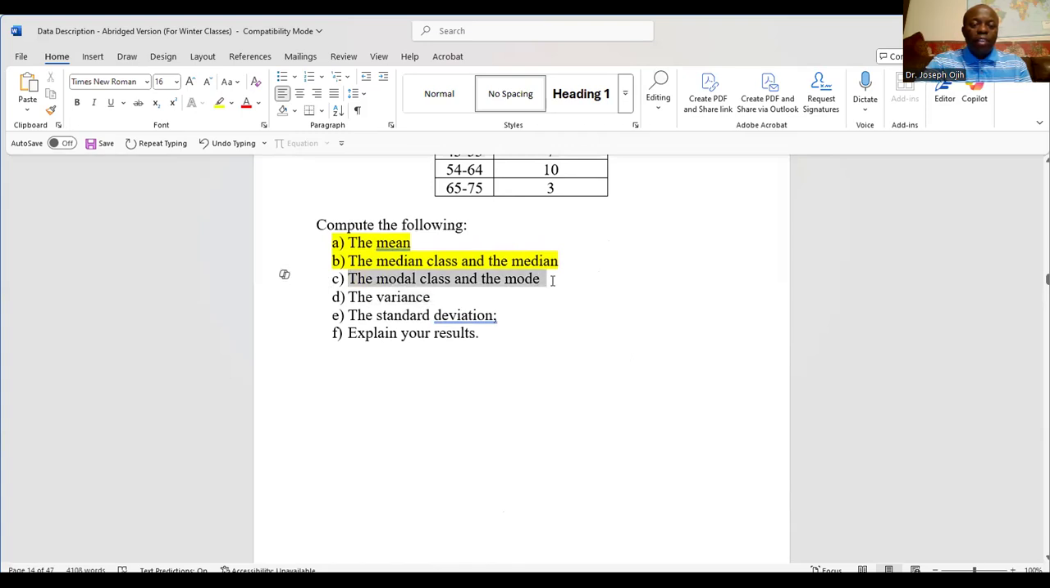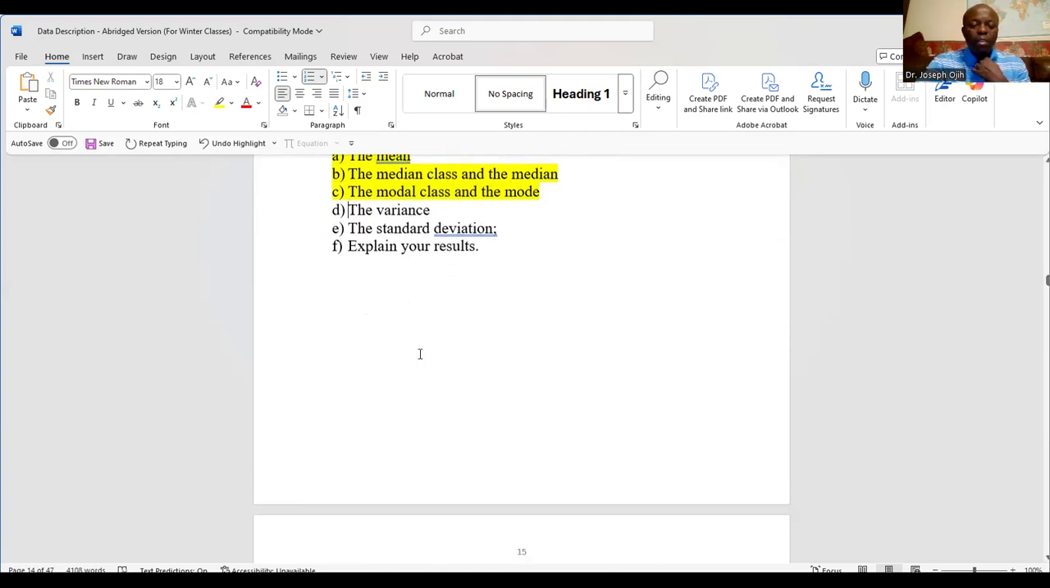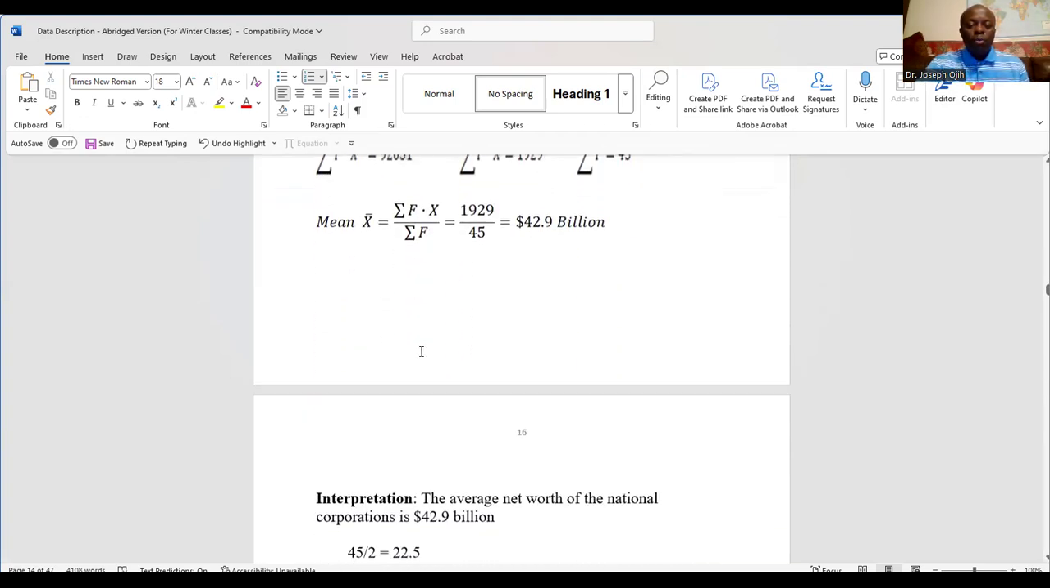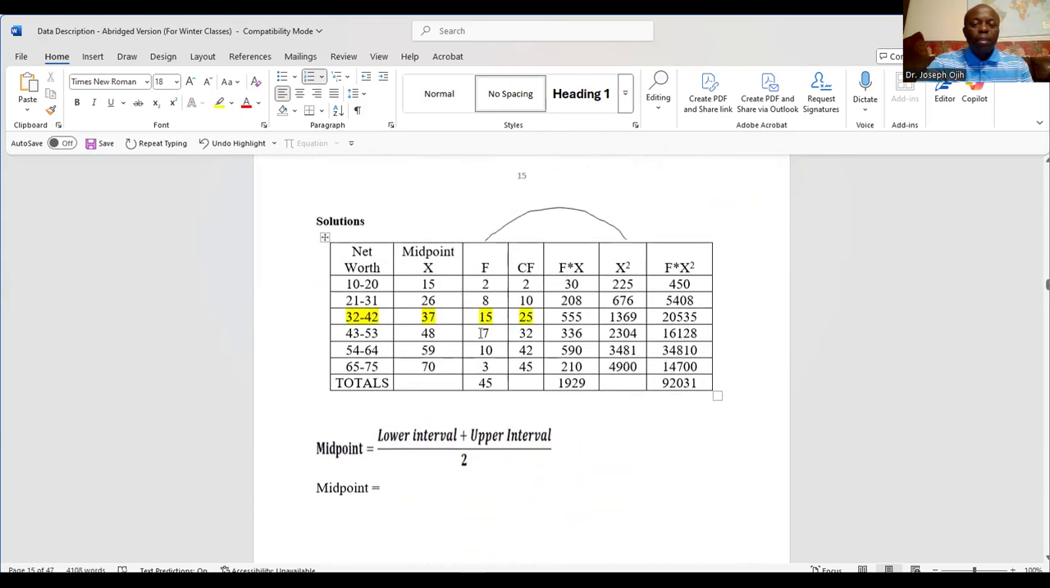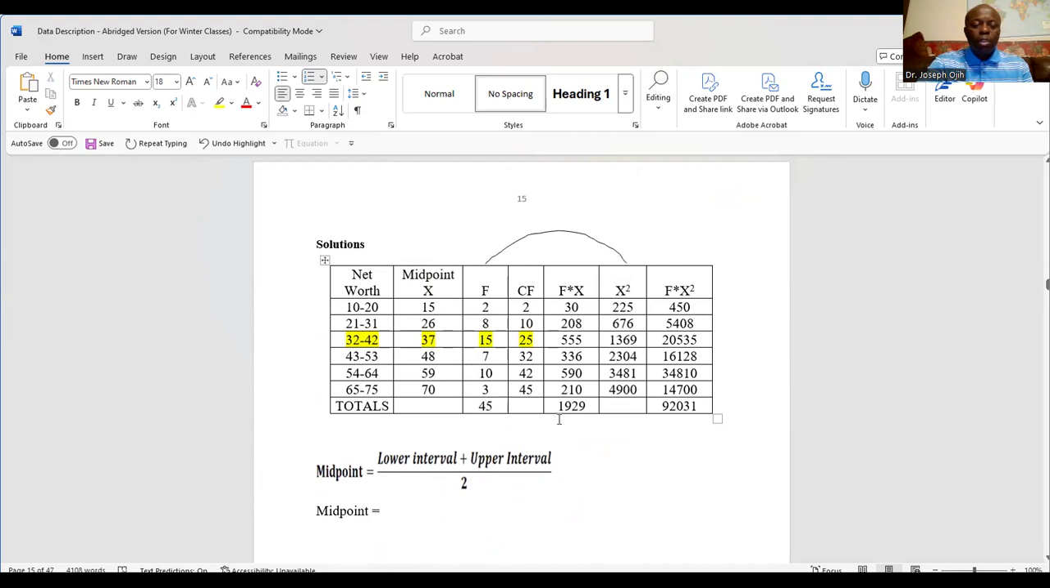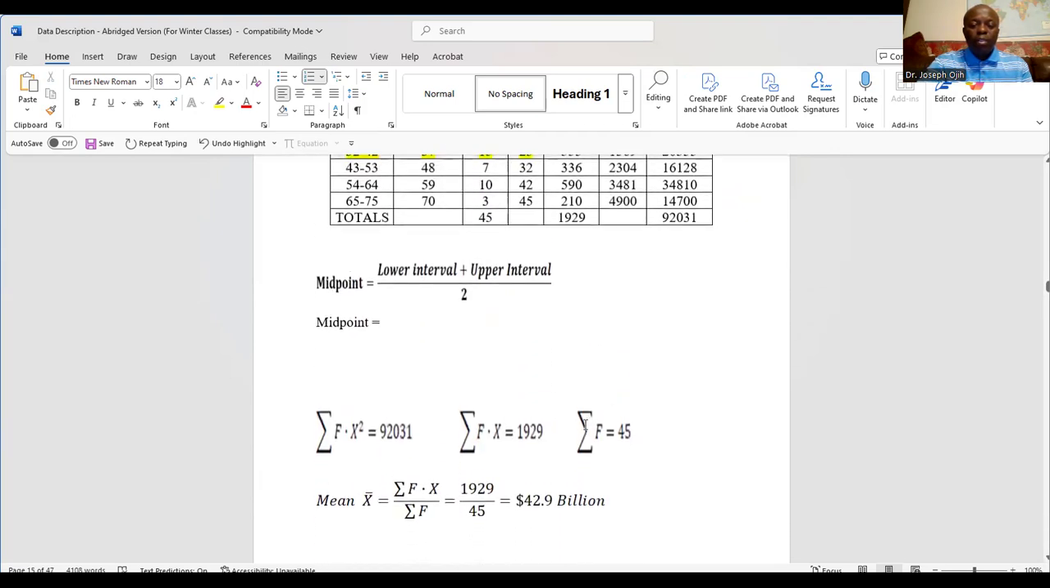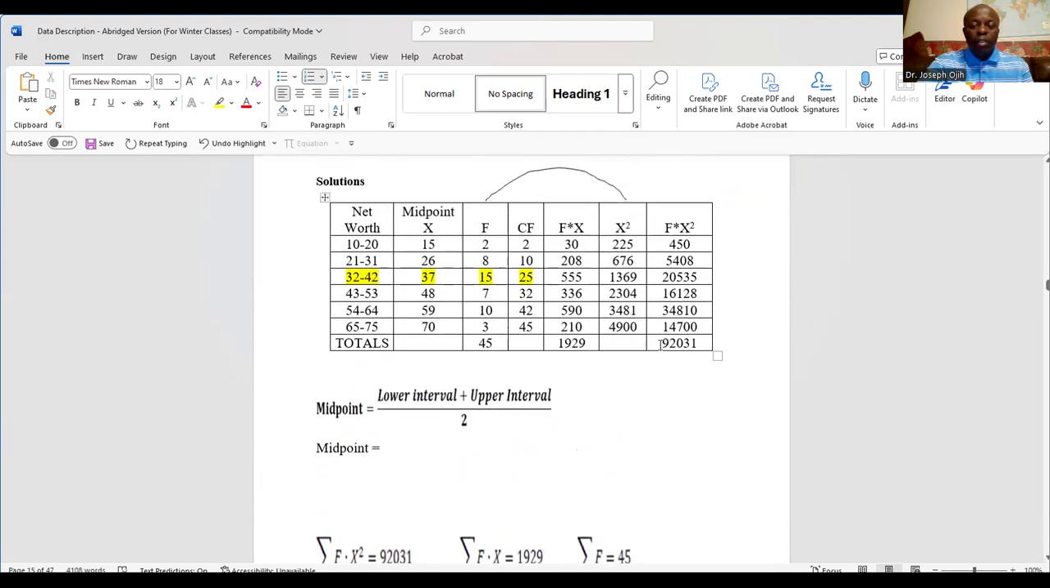Now we need to find the variance and the standard deviation. So let's do it now. The formula for the variance, I'll put it as we proceed. For the variance, we need the total frequency, we need the frequency times x, and we need the frequency times x squared. I wrote them down here. The total of frequency times x squared is 92,031. The total of frequency times x is 1,929. And we have a total frequency of 45.